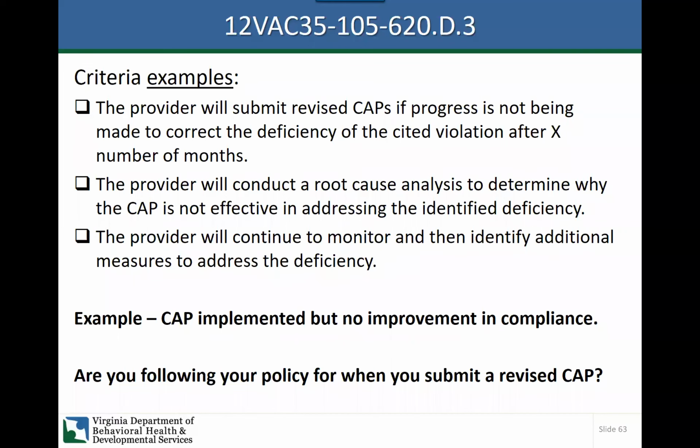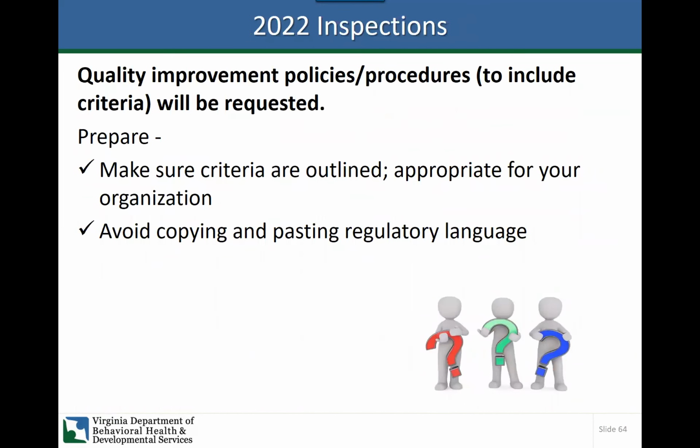So for the 2022 inspections, the licensing specialists will be looking at your quality improvement policies and procedures to include this. So make sure that criteria are outlined and they're appropriate for your organization. Avoid copying and pasting the regulatory language. And you can't just say, well, the committee will establish the criteria. I think it's very important that you actually outline it in your policy so that everyone understands this is what we're following.